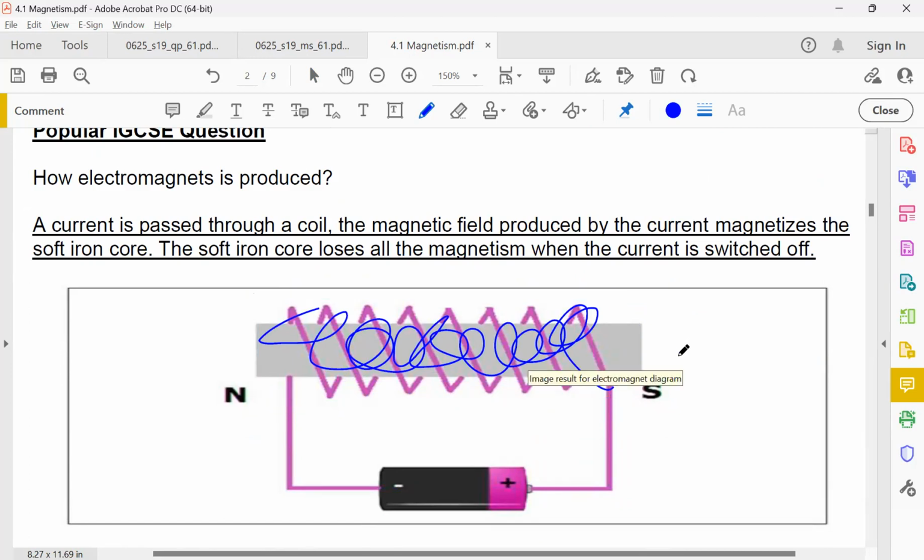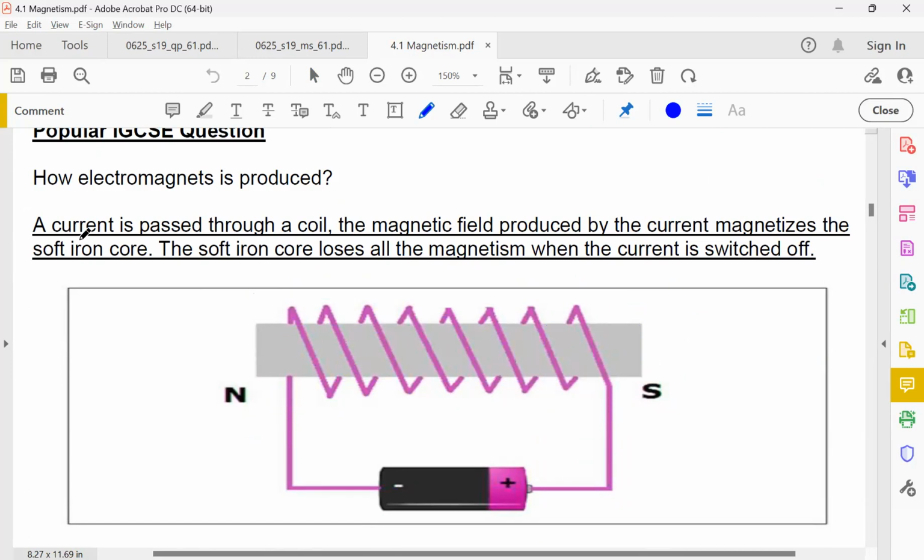Okay, so concept 101. So we look at this statement here. Oh, there's nothing to draw, is it? Good. A current is passed through the coil. The current passed through the coil. Magnetic field produced by the current magnetizes the soft iron core. And the soft iron core loses magnetism when the current is switched off. As soon as you press the button, kill the current, then you'll straight away lose its magnetism, which is essential.